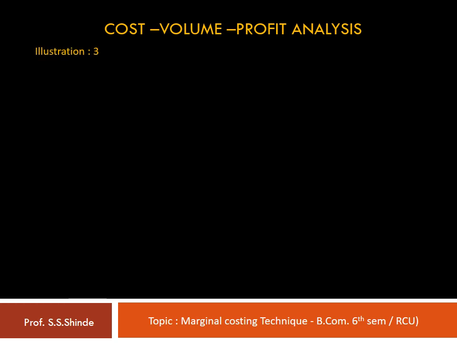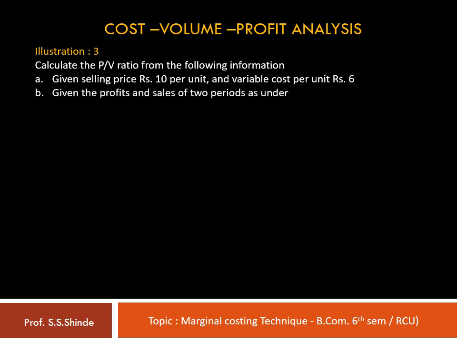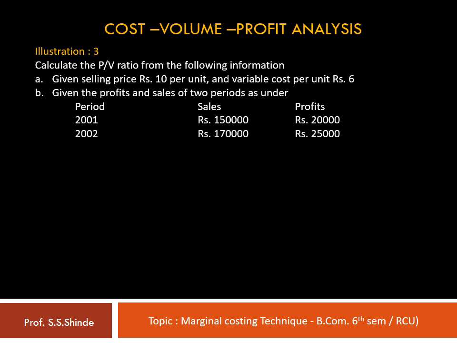Let's look into another illustration to calculate the PV ratio from the following information. Situation 1, given selling price rupees 10 per unit and the variable cost per unit rupees 6. Situation 2, given the profits and sales of two periods as under. 2001 sales rupees 1,50,000, profits rupees 20,000. 2002 sales 1,70,000, profit rupees 25,000.